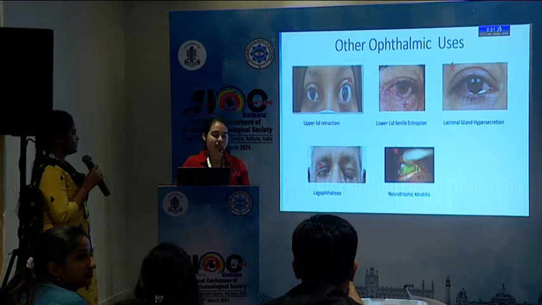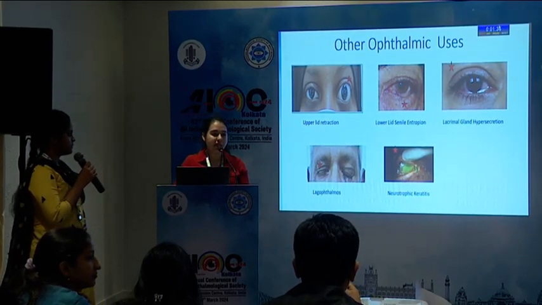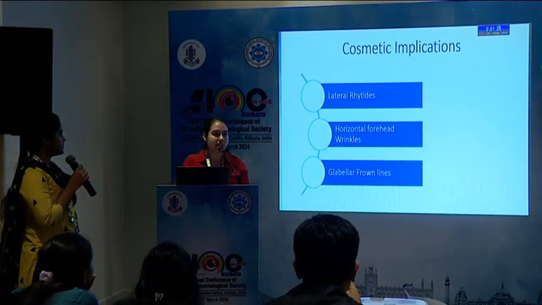Similarly, in lagophthalmos and in neurotrophic keratitis, to improve and prevent corneal exposure and also to induce ptosis. Similarly, in squint, when the child complains of diplopia and surgery is to be delayed.